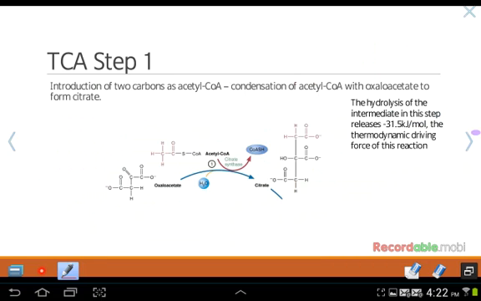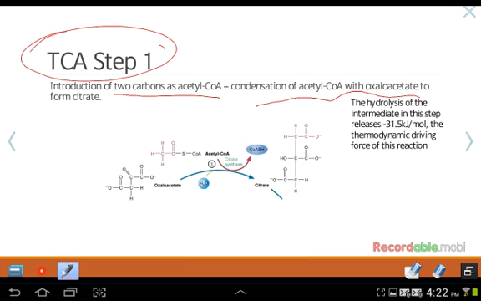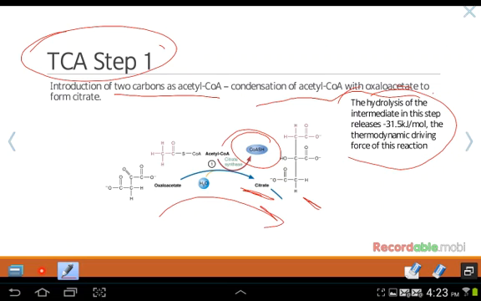All right. So now that we have acetyl-CoA, we can begin the citric acid cycle. So step 1, we introduce 2 carbons to acetyl-CoA through a condensation of acetyl-CoA with oxaloacetate to form citrate. So we lose that CoA in the reduced form, giving us citrate. So the hydrolysis of the intermediate in this step releases 31.5 kilojoules per mole of energy, which gives us the driving force of this reaction.